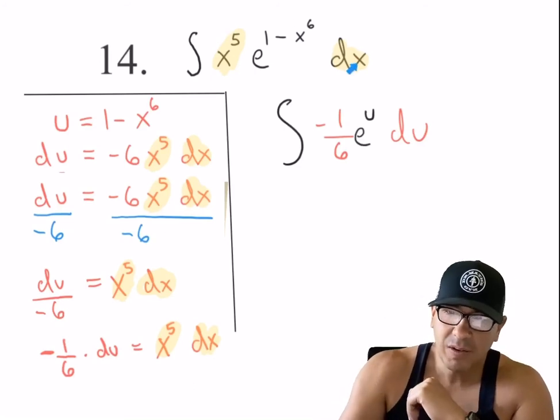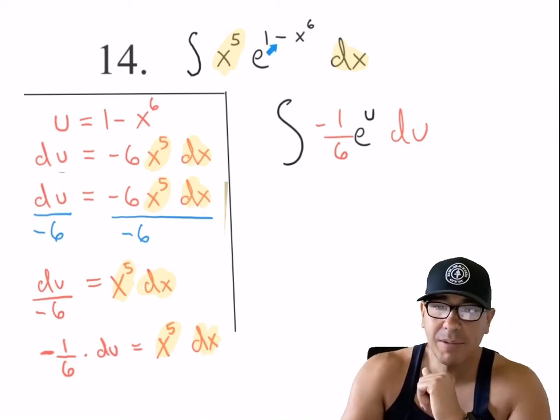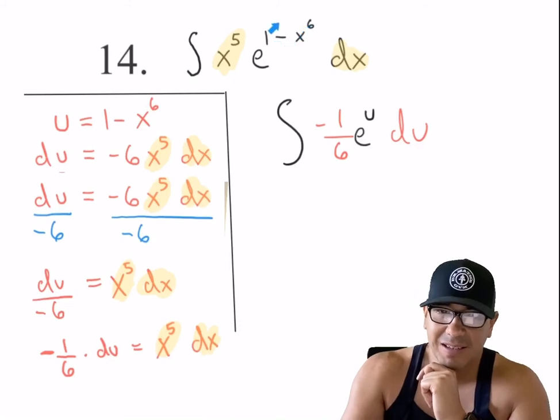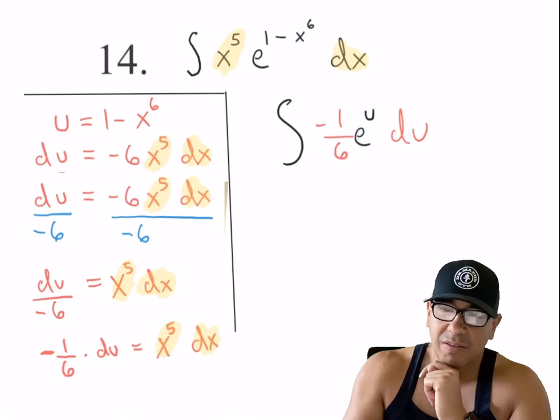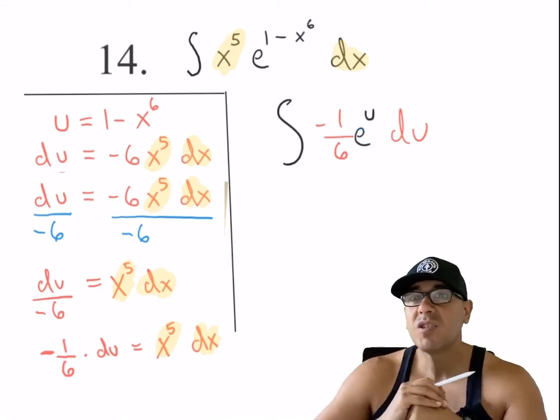x to the 5th dx, wherever you saw that, you replaced it with this. So there's my -1/6 and there's my du. Wherever I did my substitution, 1 minus x to the 6th, right? Look what we did. We said that is u. So instead of writing all this mess, I just wrote u. All right, and now this is much easier to integrate.